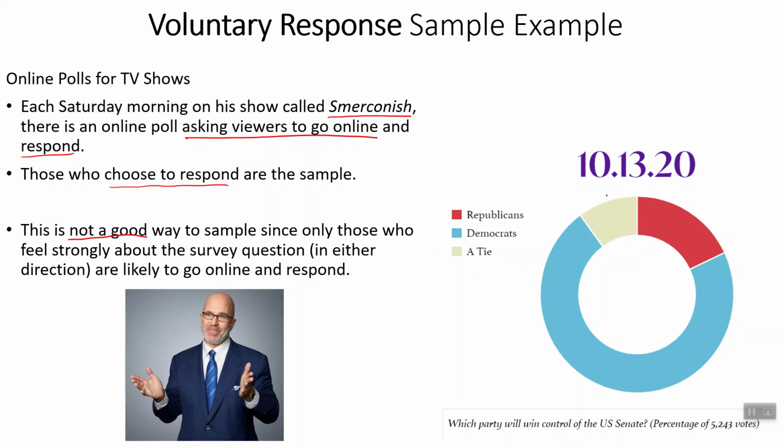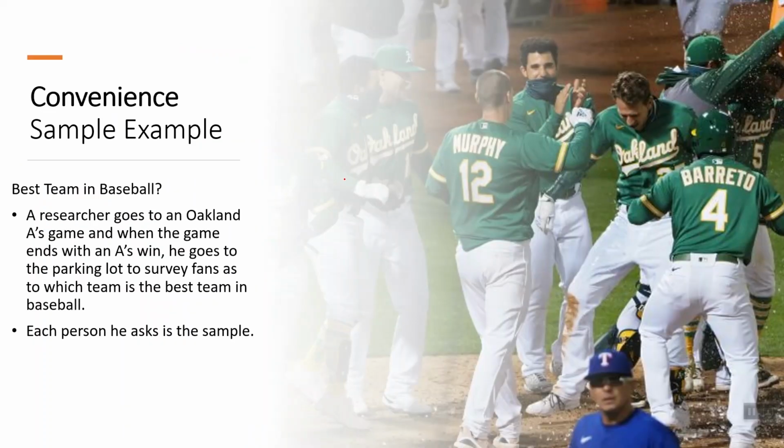So here's an example. This was from Tuesday this week. The question was down here at the bottom, which party will win control of the U.S. Senate? The blue here in our donut pie chart is the Democrats will win. The red here is the Republicans will win. And this little section here is people that think it's going to be a tie. And we had 5,000 voters. That's a good number of voters, but again, it's voluntary response, so we don't really care about the results.